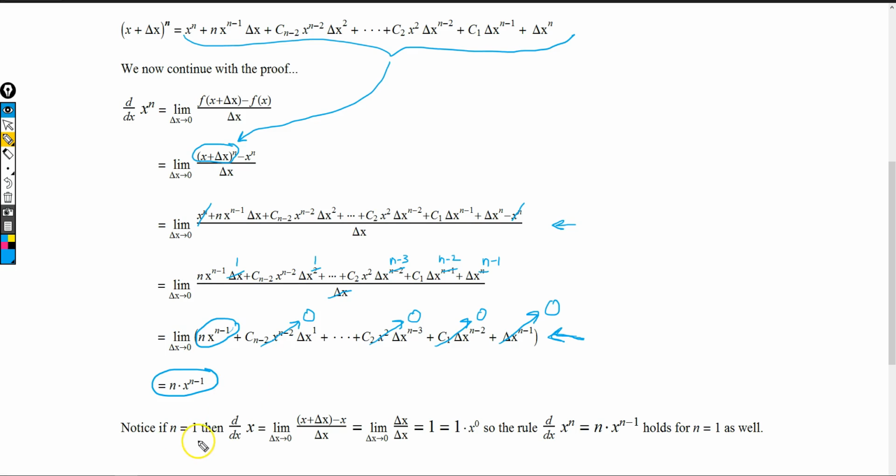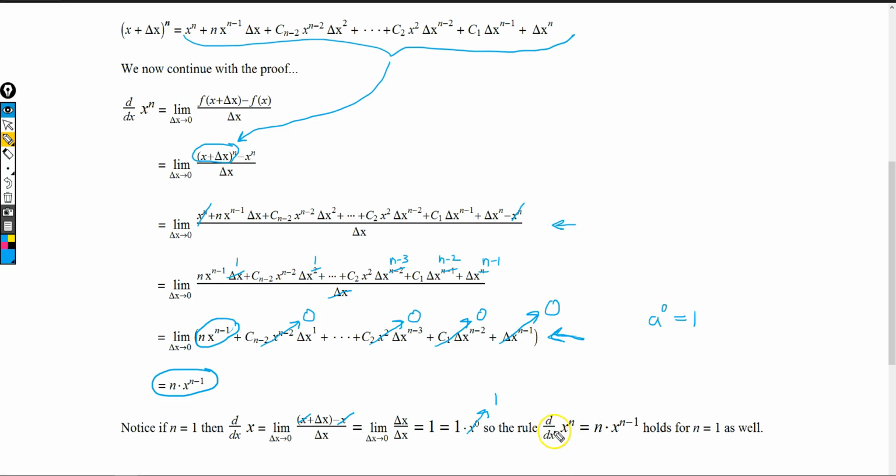Now if n is equal to 1, that's a very simple case. You look at d dx of x, that's just the limit as delta x approaches 0 of x plus delta x minus x over delta x. Of course these x's here cancel out. You get the limit as delta x approaches 0 of delta x over delta x, which of course is just 1. And that can be written as 1 times x to the 0 power. Remember, any number to the 0 power is equal to 1. So x to the 0, that's just 1.